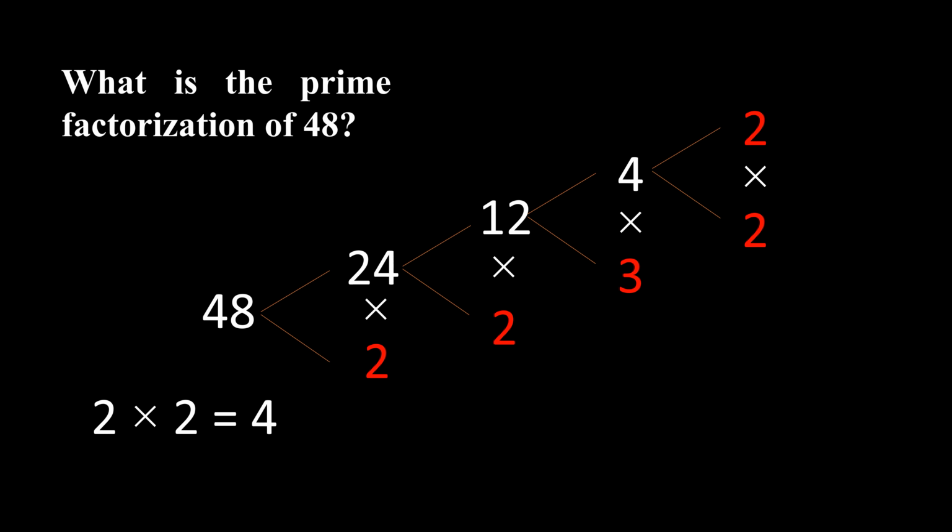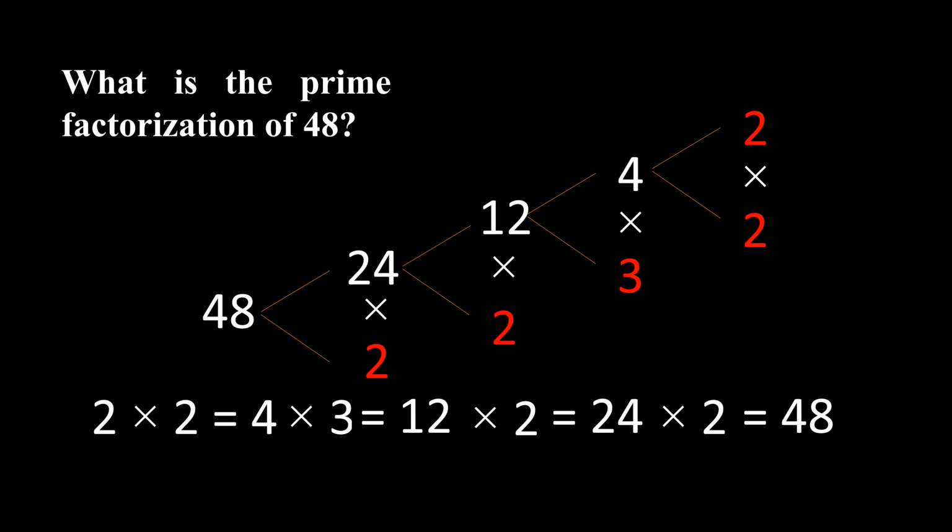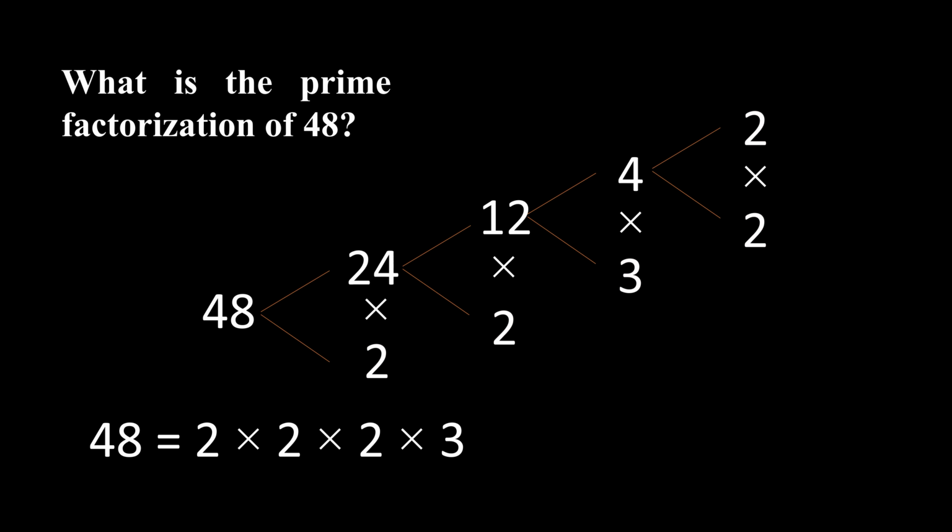To check, we have here 2 times 2 is 4. 4 times 3 is 12. 12 times 2 is 24. And 24 times 2 is 48. Therefore, the prime factorization of 48 is equal to 2 times 2 times 2 times 3. As you can notice, meron tayong tatlong 2 dyan. Tama? So, we can rewrite it as 48 is equal to 2 raised to 3 times 3.